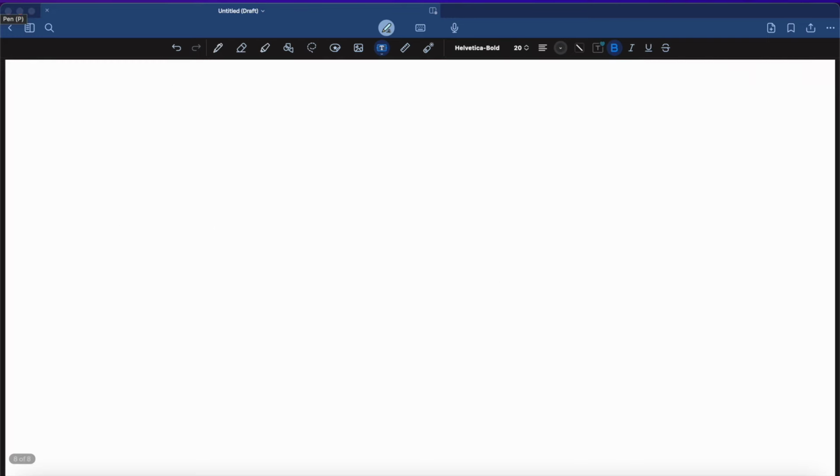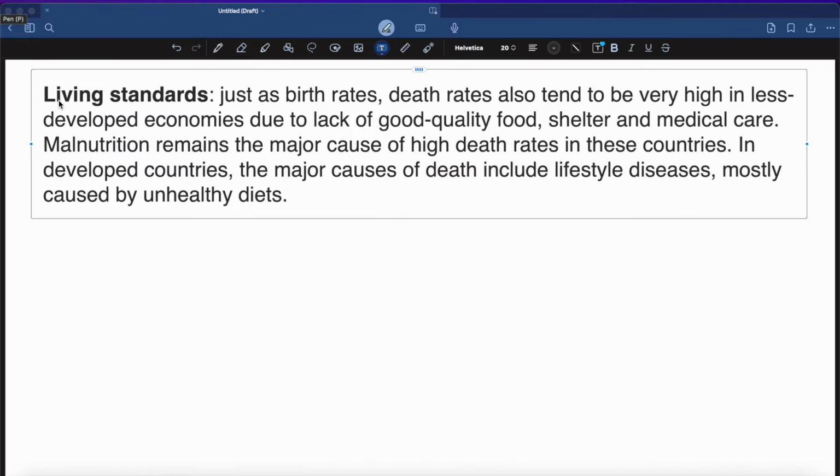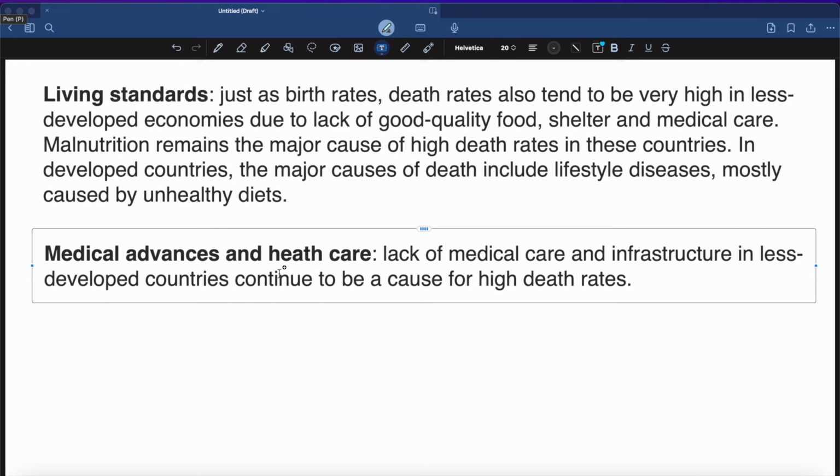The first one is living standards, same as before. If I have a better living standard, that means I have a higher life expectancy. If I have a higher life expectancy, that means lower death rates. Next one is the medical advances in healthcare. If a certain economy has better technology for healthcare, then I am more likely to be cured if I have any illness, which leads to a lower death rate, because I could be cured much more easily because of the technology within the economy.